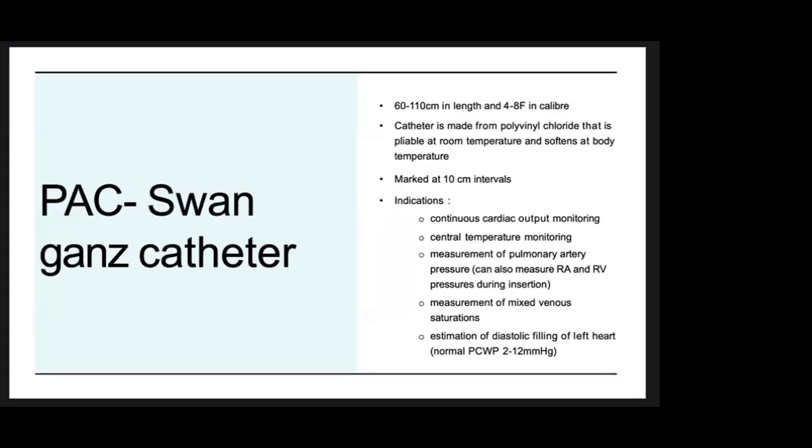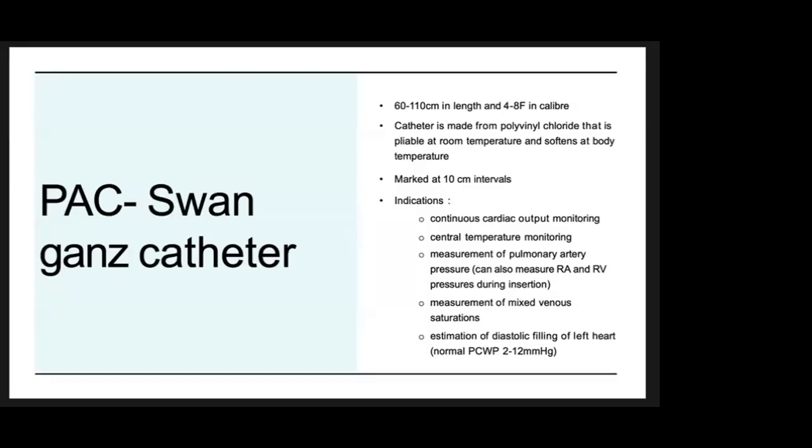Pulmonary artery catheter. It is a 60 to 110 centimeter long catheter, which can range between 4 to 8 French in caliber. The catheter is made of polyvinyl chloride that is pliable at room temperature and softens at body temperature. And it is marked at 10 centimeter intervals. That is how you identify the pulmonary artery catheter.